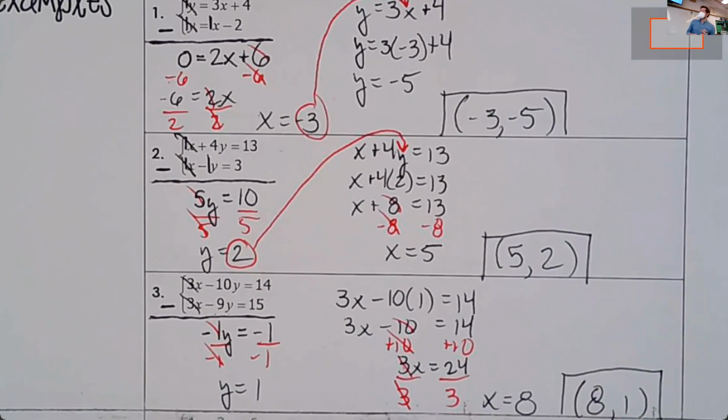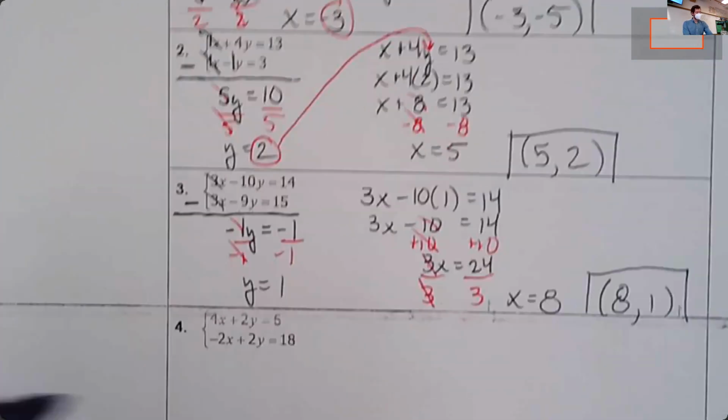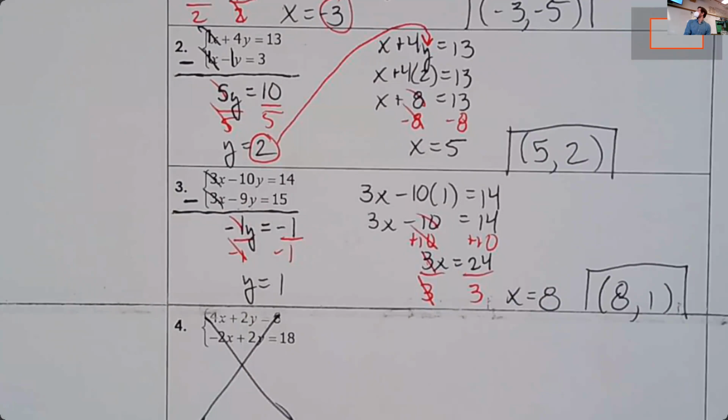All right. Let's see. Cross off number 4. Cross that one off. We're not doing number 4. Cross off number 4, and then let's move ahead. Look at number 5. All right, here we go. Number 5.